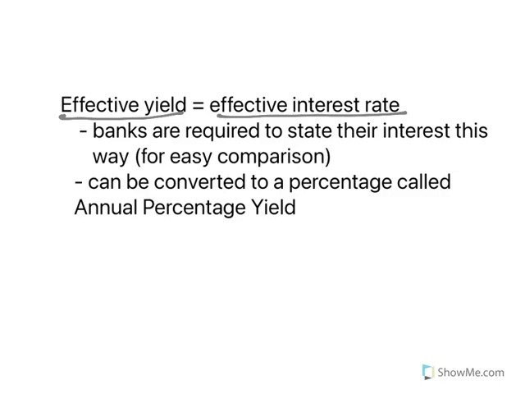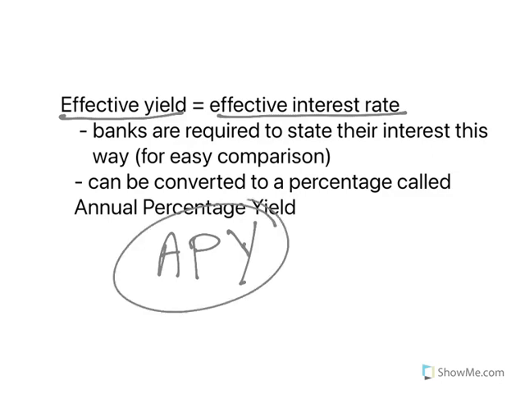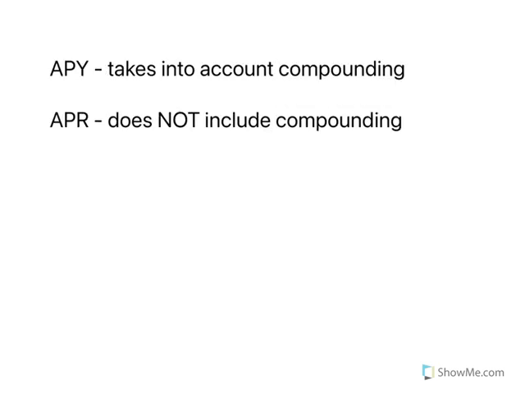So banks are required to state their interest this way for easy comparison. So to compare from one to the other. It can also be converted to a percentage called the annual percentage yield. So if you see APY and you're like, what is that? Well, that's what this is. It's the effective interest rate, not to be confused with APR.